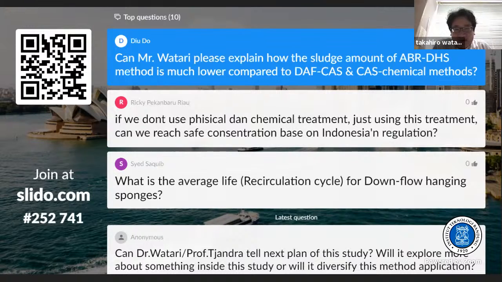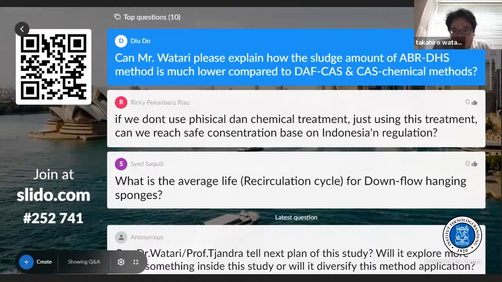Therefore, not only for the ABR-DHS reactor, but in the case of any biological wastewater treatment, it is very important to treat the water as much as possible. Then the excess sludge amount gets lower. Is it a correct answer?